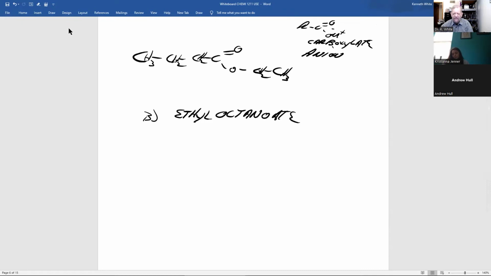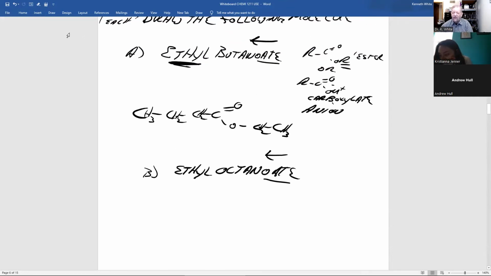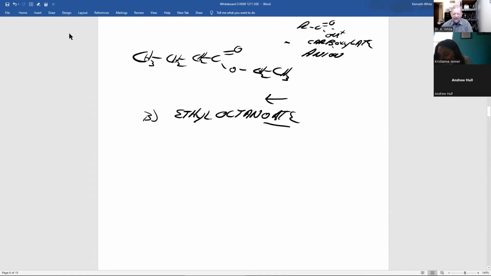How do you decode this? Know what to draw? You start from the right, move left. The OATE ending tells you it can be either an ester or a carboxylate anion. Well, our R prime in front, ethyl, tells me it's an ester.